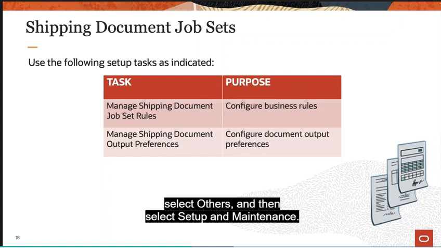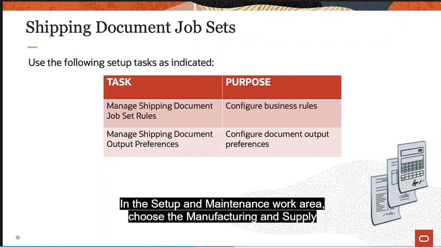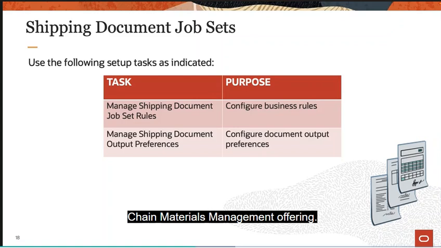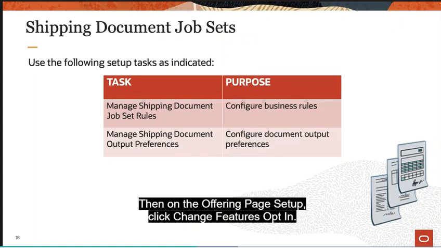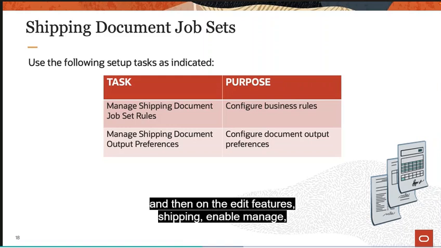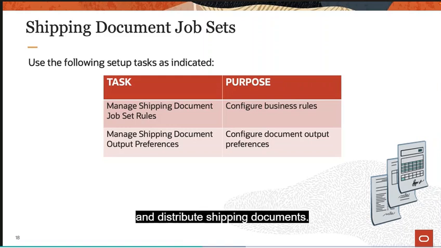To enable Manage and Distribute Shipping Documents, go to the navigator, select Others, and then select Setup and Maintenance. In the Setup and Maintenance work area, choose the Manufacturing and Supply Chain Materials Management offering. Then on the Offering page, click Change Features Opt-in. On the Opt-in page, select Features for Shipping, and then on the Edit Features: Shipping page, enable Manage and Distribute Shipping Documents. Finally, click Done.